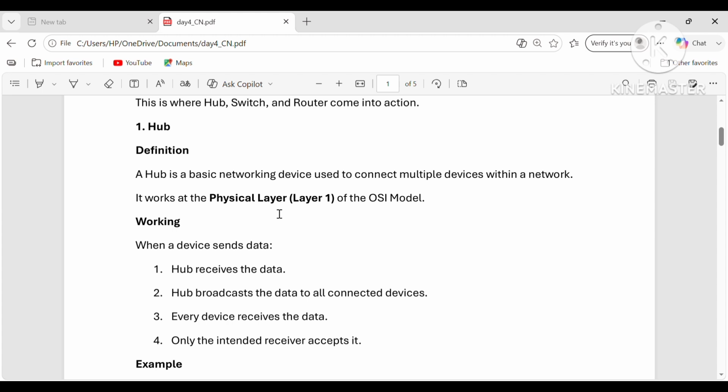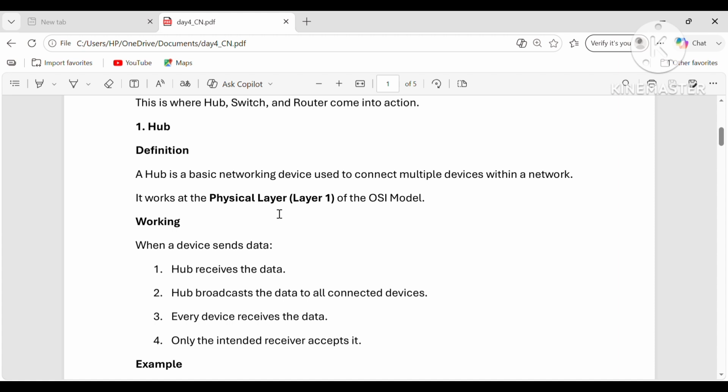Whenever a device sends data, the hub broadcasts it to every connected device. This makes communication simple but inefficient because everyone receives the same data. As the number of devices increases, network performance decreases. That's why hubs are rarely used in modern networks.